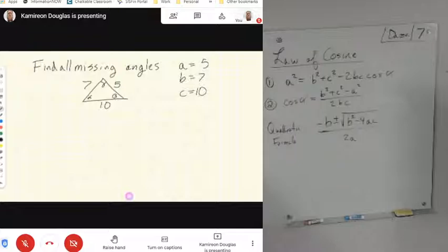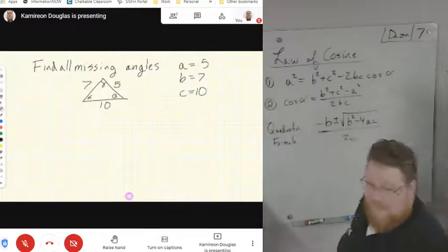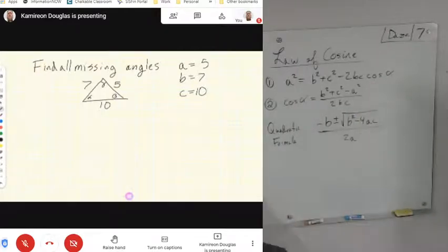Now, I'm going to solve this problem by solving gamma first. Could I solve it for alpha first? Yeah, doesn't matter. Could I solve it for beta first? Yep. I'm choosing to solve for gamma because I want to get some practice rewriting this formula. Remember, there's 3 different versions of this formula. I want to make sure you get some practice using it. So let's solve for gamma.